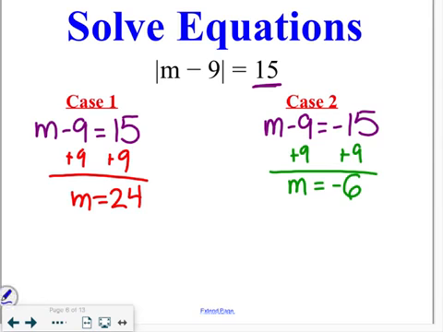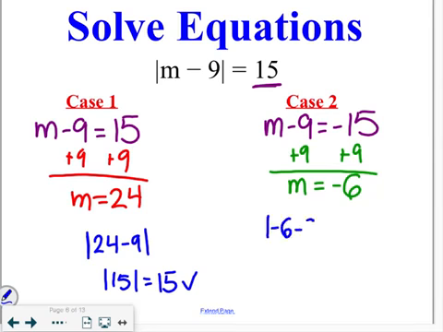Just to double check, if you wanted to, you could go back and plug in those answers. So I have the absolute value of 24 minus 9, which gives me the absolute value of 15, which is indeed equal to 15. Checking out the second case, I can plug in and do negative 6 minus 9, which is equal to the absolute value of negative 15, which again is 15.